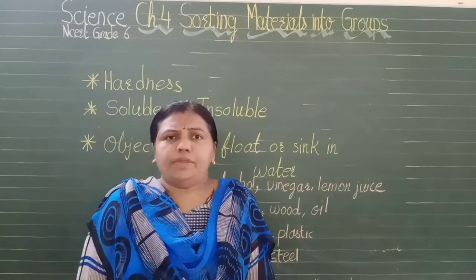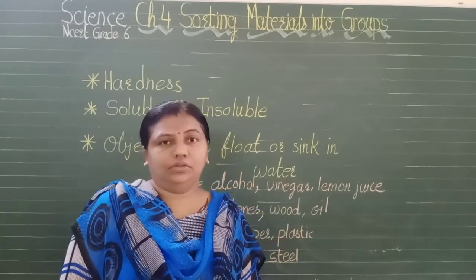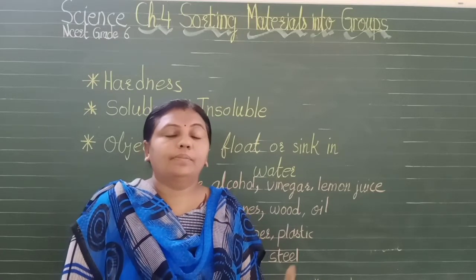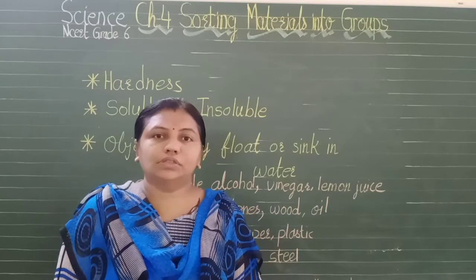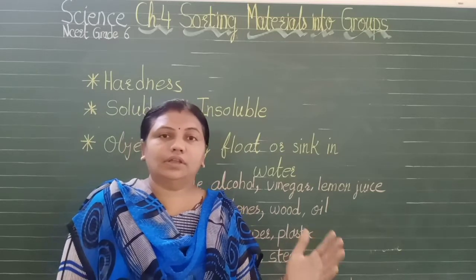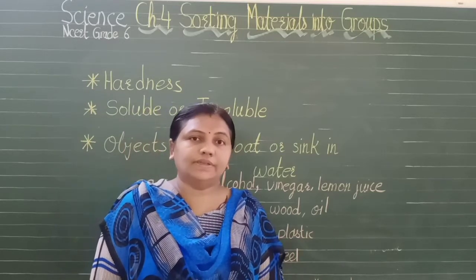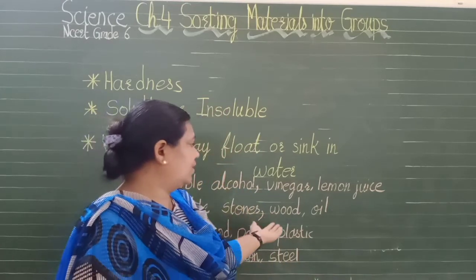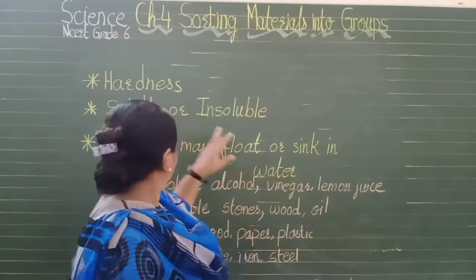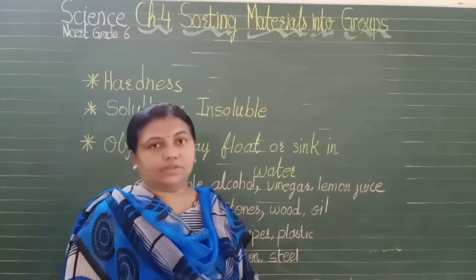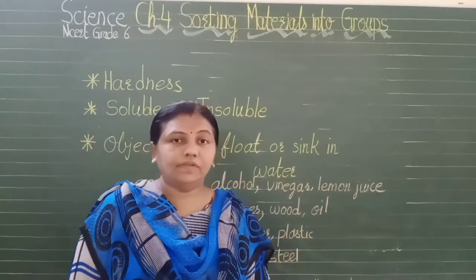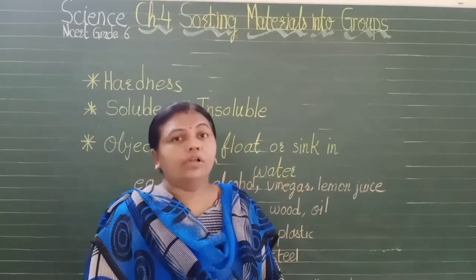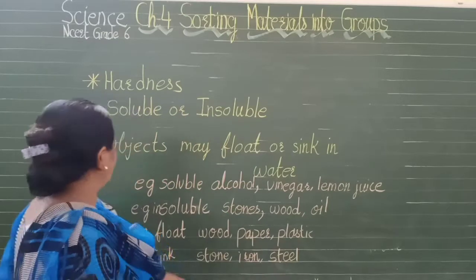Stones, however much you stir them, whatever you do, even if you make a powder of it, it will never dissolve. But sugar easily dissolves in water, so it comes under the category of soluble substances, while this substance will come under the category of insoluble substances. So you might be clear with soluble and insoluble. Now let us see our next point.